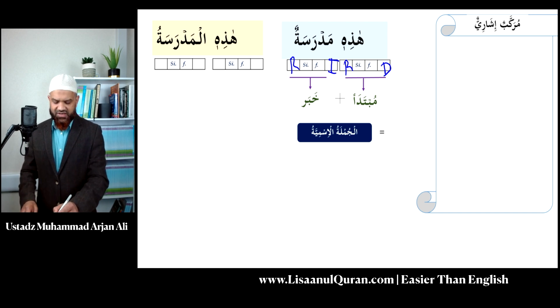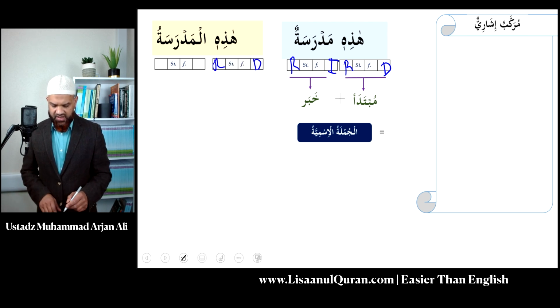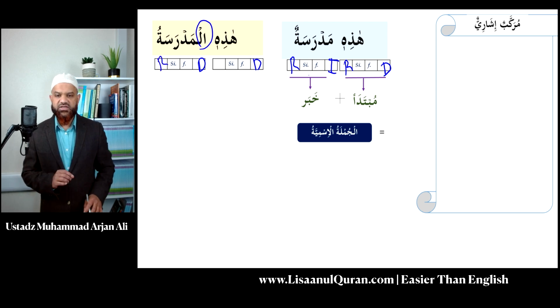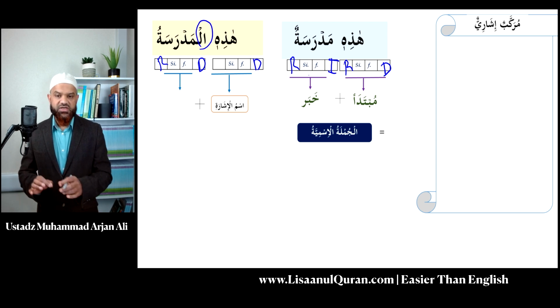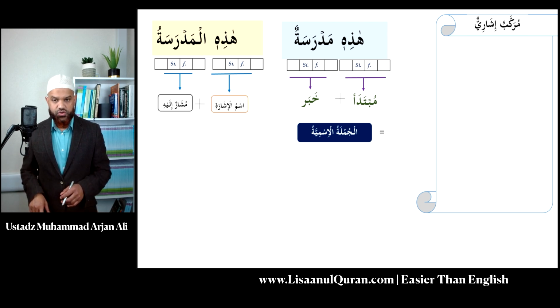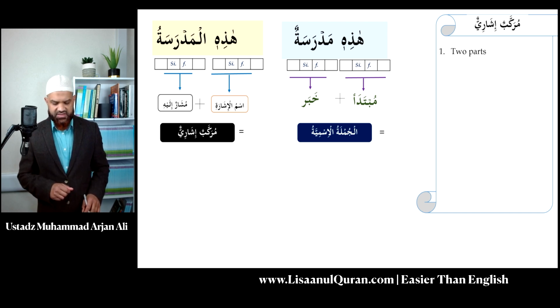But here we have something different. We have definite and we have rafa, but we also have here definite, but definite we use with al, and we have also rafa. This is your Murakkab Ishari. The first part is called Ismul-Isharati, the noun of pointing, and the second part is called Musharun ilayhi, the thing that you point to. So forming the Murakkab Ishari is very, very easy in Arabic.